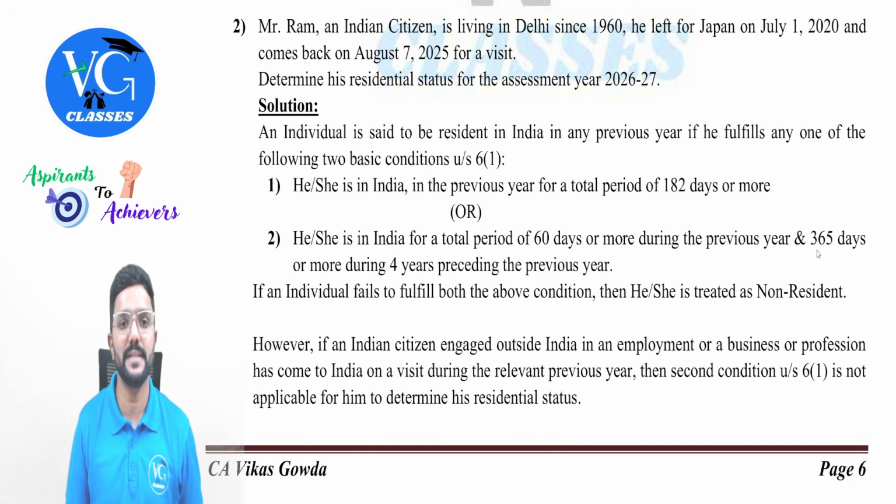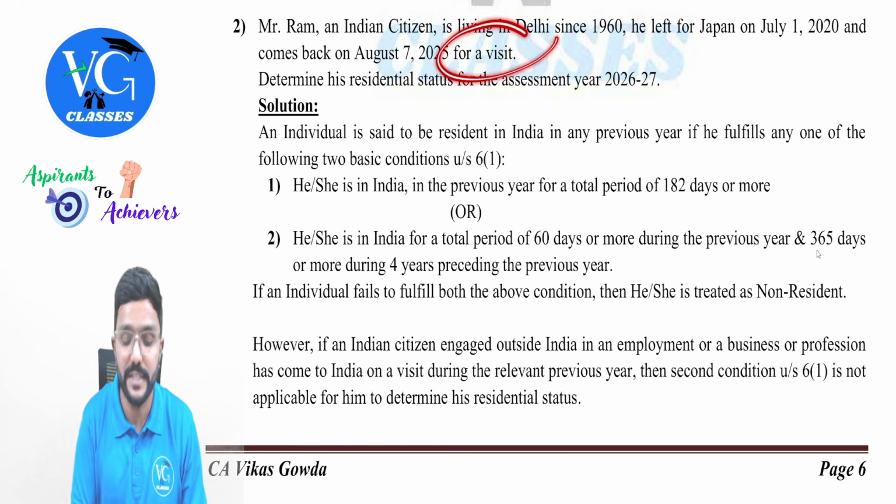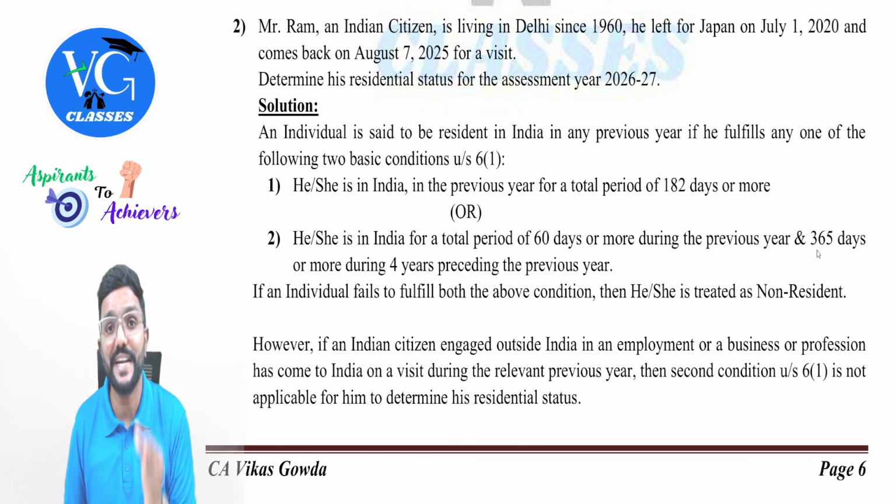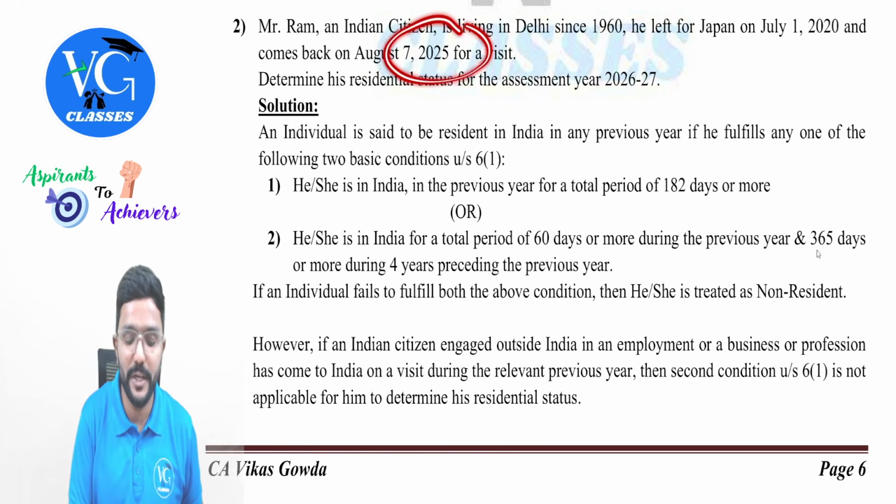Second question. Mr. Ram, an Indian citizen. Please be careful. He is living in Delhi since 1960. He left for Japan on July 1st, 2020 and comes back on August 7, 2025 to India for a visit. So he is coming back to India for a visit. When did he go? In 2020. He is coming back in 2025.